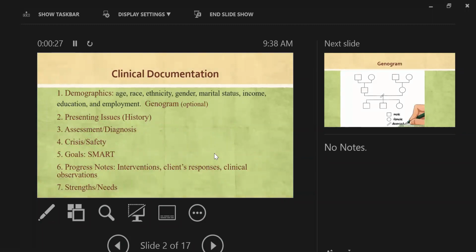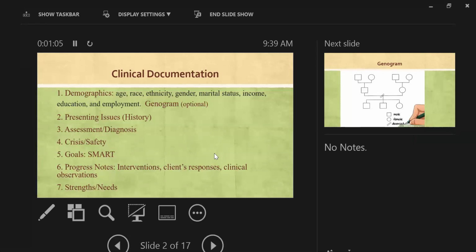These are the things that we're going to address, and this is the information to include along with your clinical documentation. So the first is demographic. In your documentation, it's important to have your client's age, gender, status, income, education, and so forth. Another name for demographic is identifying information. So ensuring that we have that.